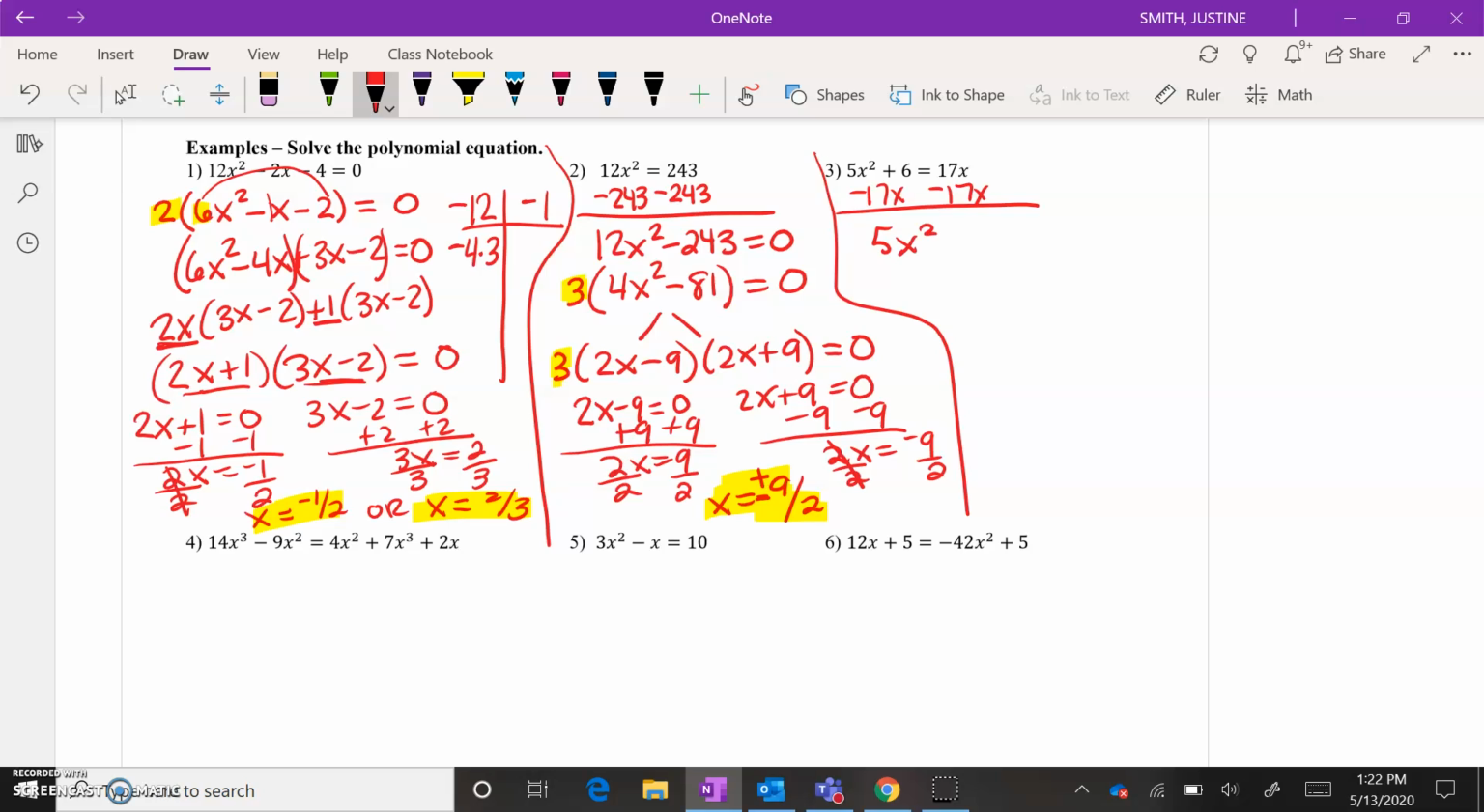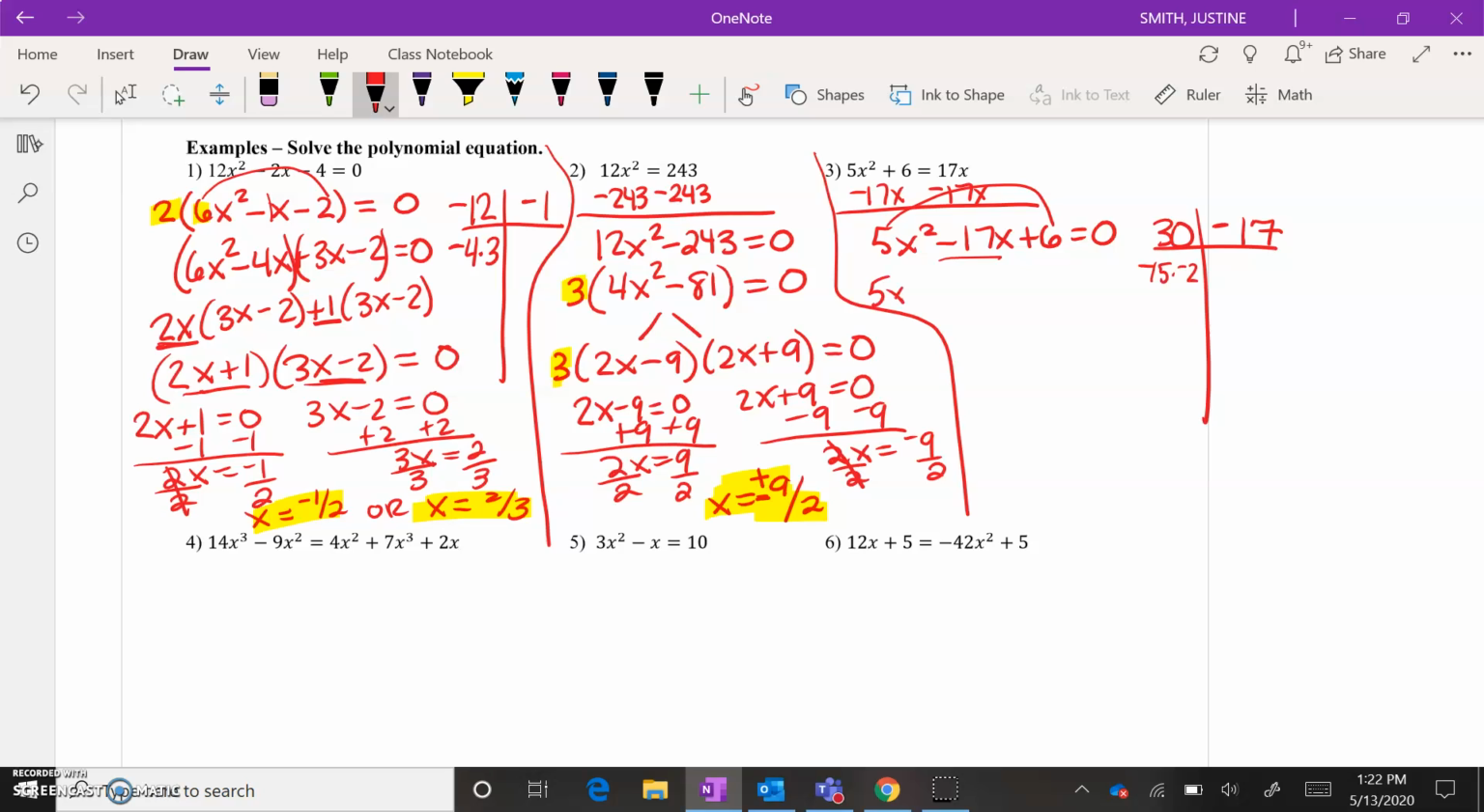And we have 5x squared minus 17x plus 6 is equal to 0. Okay, so unfortunately, we cannot take out a GCF, which means we're going to have to figure out what multiplies to 30 and adds to negative 17. Okay, so that's not too bad, right? Negative 15 times negative 2.